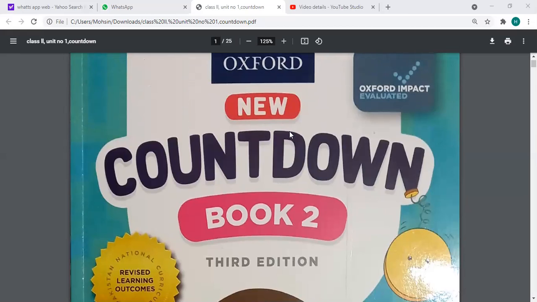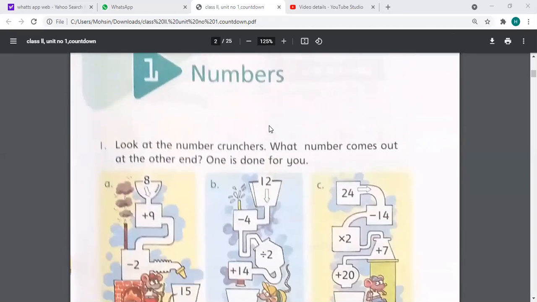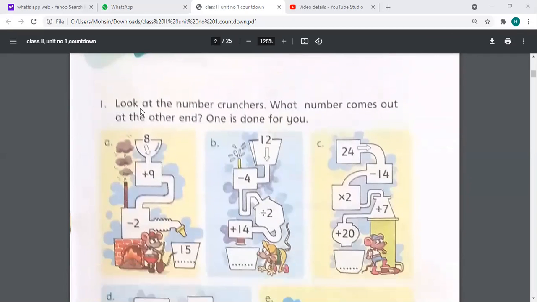So we are going to start our new book, that is Countdown Book 2. That is your new book. From this book, we are going to start from unit number 1, that is about numbers. The question number 1 is, look at the number crunchers.